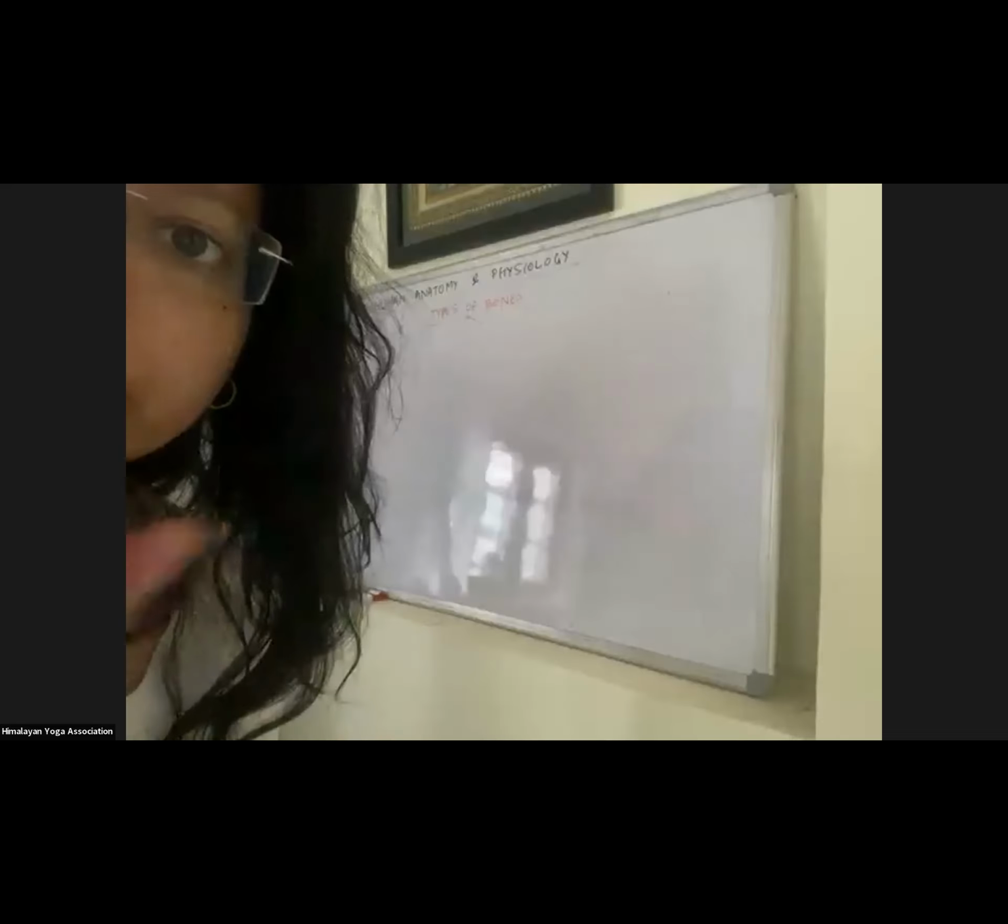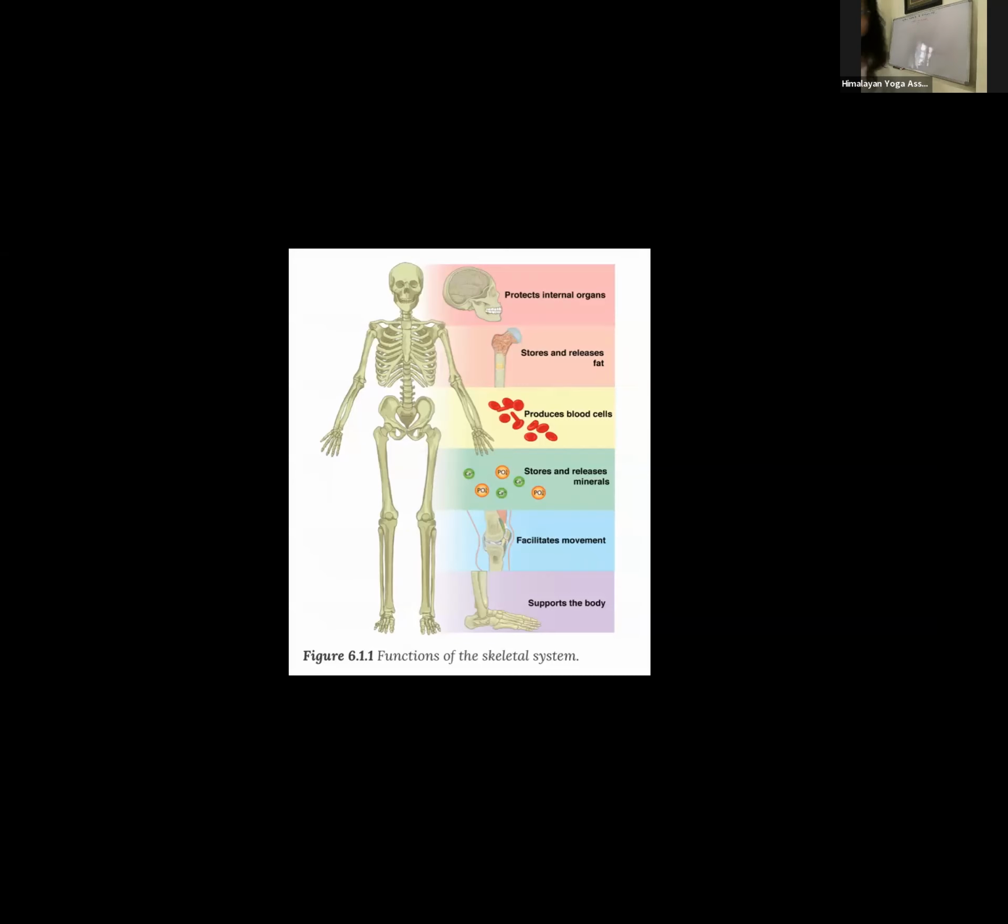Okay, so we were studying the bone structure. Just look at this picture for some time and observe it. It's the skeleton system. Don't read these functions, just go through these bones, different types of bones.